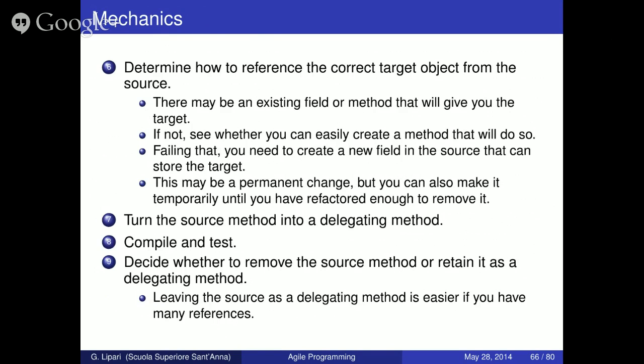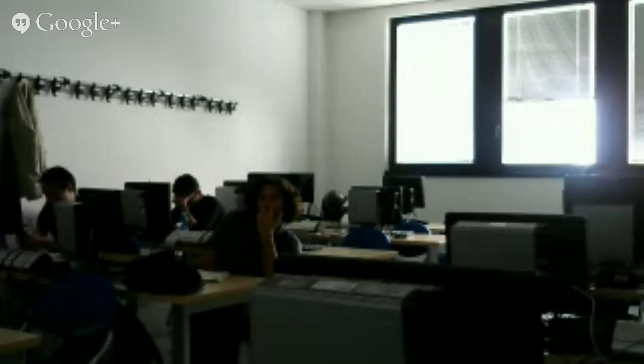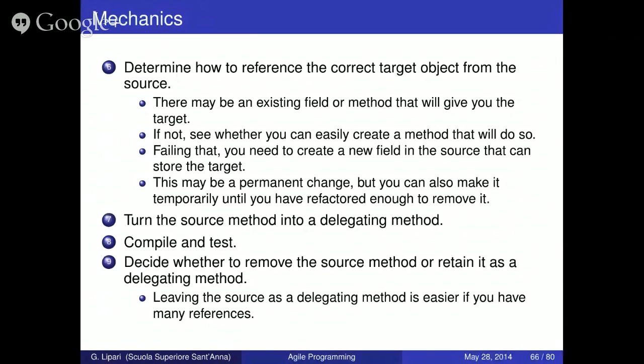Then determine how to reference the correct target object from the source, because there are many cases you have to take into consideration, especially when you have virtual methods. So there may be an existing field or method that will give you the target, and if not, see whether you can easily create a method and so on. Finally, you turn the source method into a delegating method. You compile and test, and finally you decide whether it is the case to remove the original source method or retain it as a delegating method.